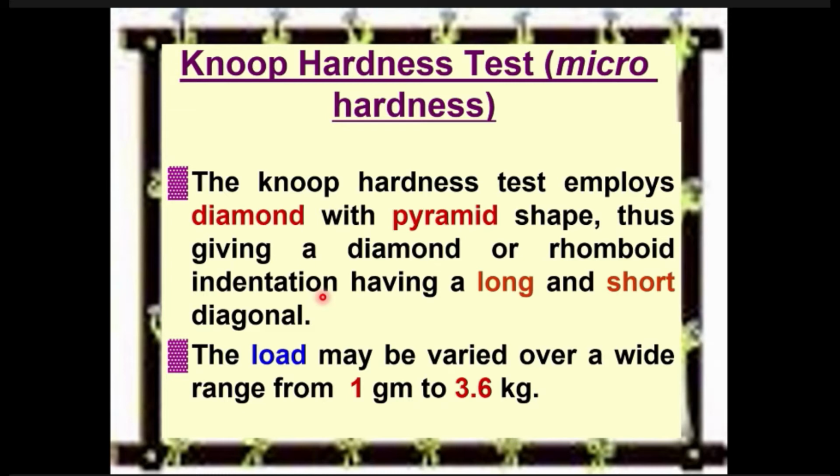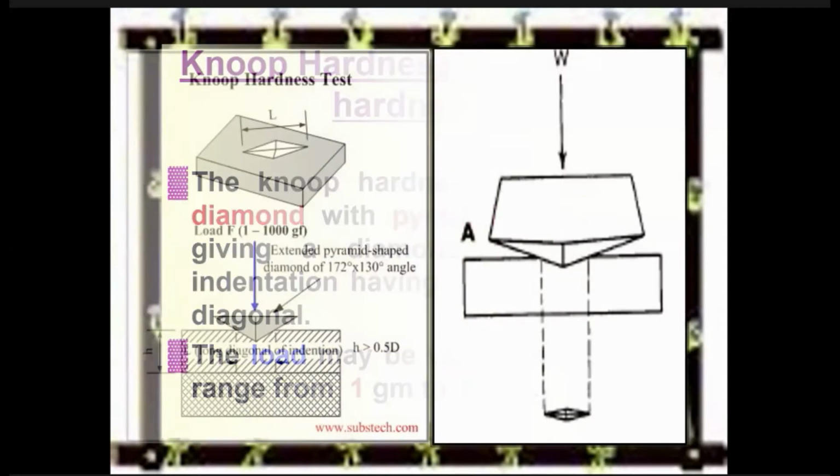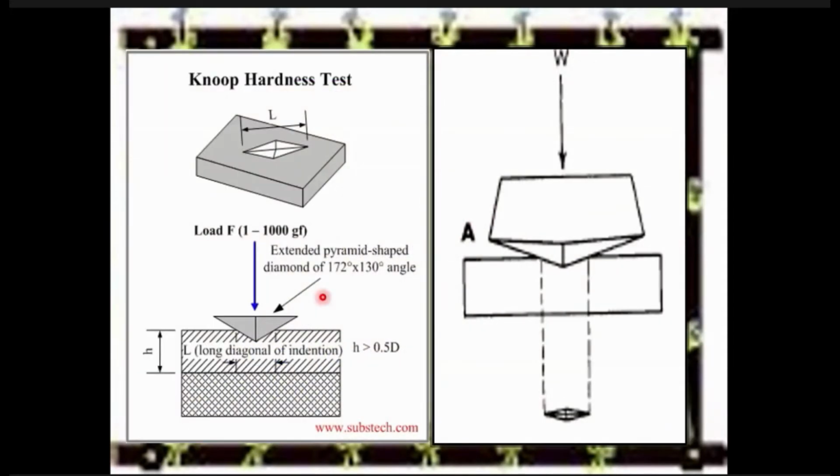Both are similar methods. They work on the same principle. The only difference is the indenter shape. In Knoop hardness, we use a diamond with a pyramid shape. So as a result, we apply load and we get a pyramid shape of indentation. We don't get a round shape of indentation. And we calculate the area. Once we remove the indenter, we calculate the area of this indent to calculate the hardness.